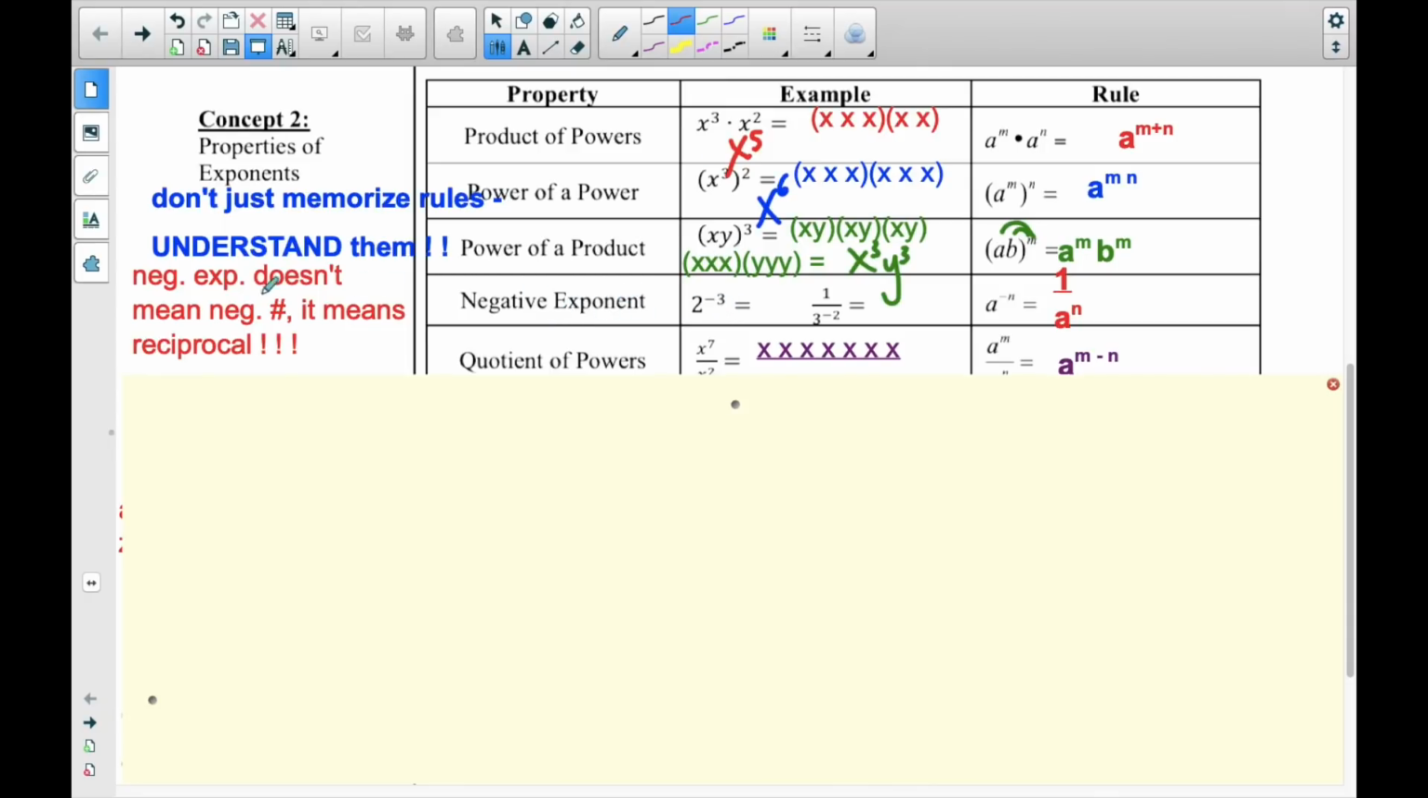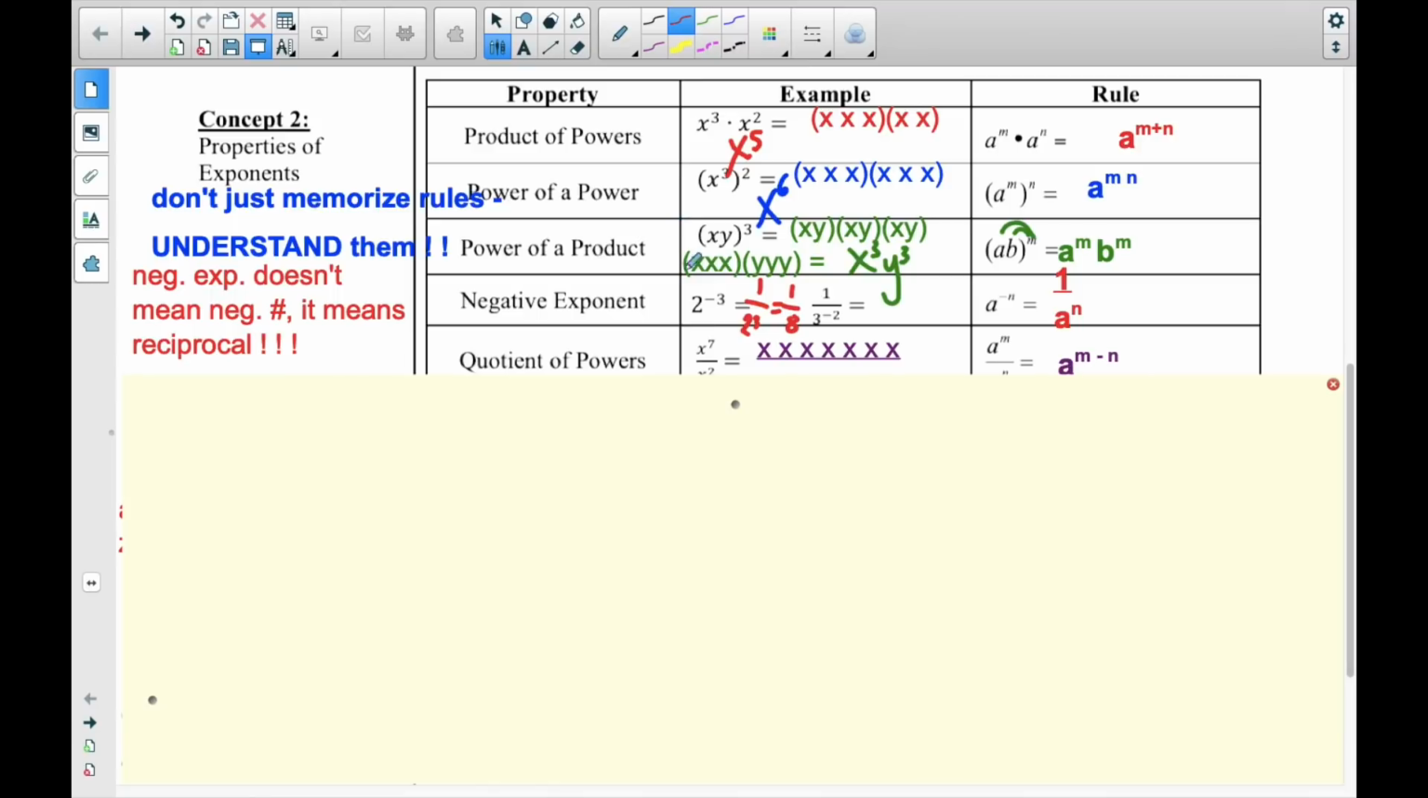Okay, let's go to the next example. Negative exponents. First of all, in the margin, make sure you write this down. A negative exponent does not mean a negative number. It means reciprocal, and that is completely different. And so in other words, if I have 2 to the negative third power, now I'm going to run out of space, so I'll do the best I can here.